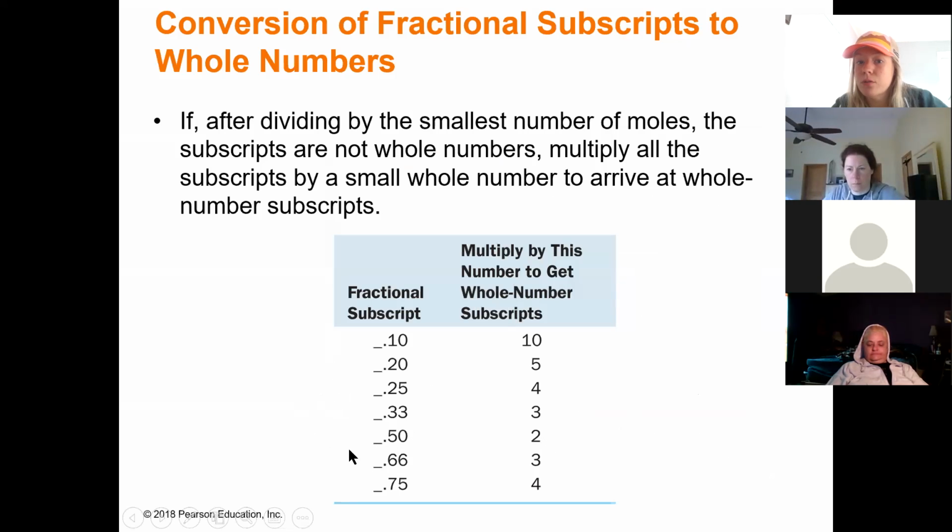We don't want to round those. The only time you round is when you are within like a tenth. So if it was 2.93, you could round that to 3. If it was 2.5, you would need to use a multiplier. So let's try one of these.